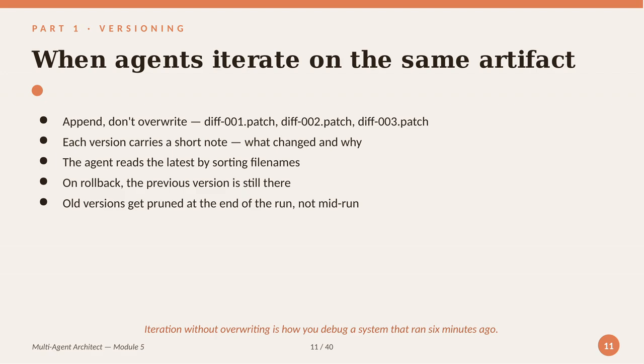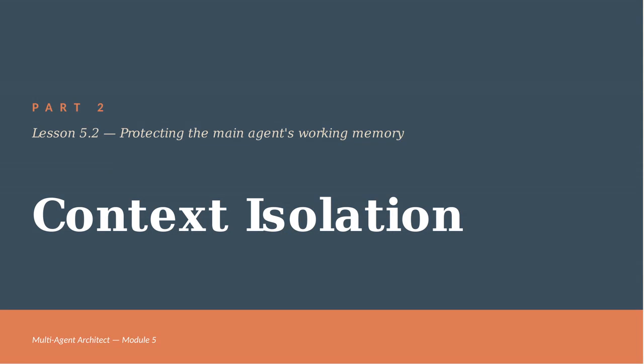Why this matters. On rollback, you can reach for the previous version and the data is still there. You didn't lose it to an overwrite. On debugging, you can step through the iteration history and see exactly how the artifact evolved. On audit, you have a complete trail. When to prune. At the end of the run. Part 2. Context isolation. The discipline that keeps long-running systems from drifting.